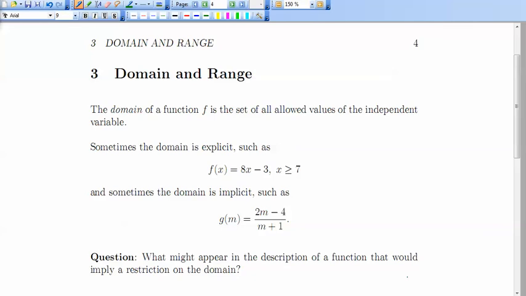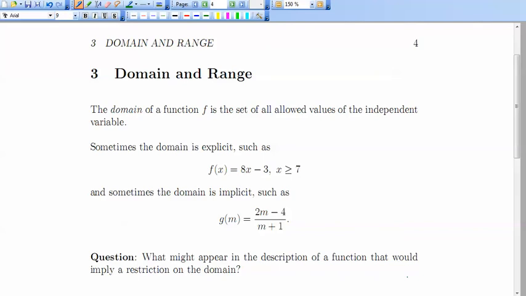Hi, we talked in the last video about functions, and we finished off the video by noticing that certain values can't be plugged into certain functions. So we're going to study that particular idea in more depth during this video here. Now first, a few definitions. If we have a function f, then we say that the domain of that function is all the allowed values of the independent variable. So it's going to be all the values that we can plug into the function.